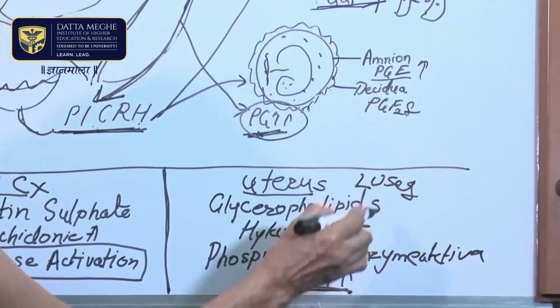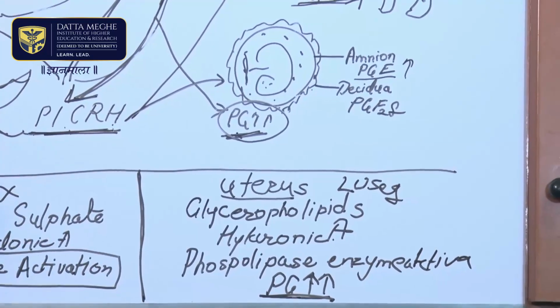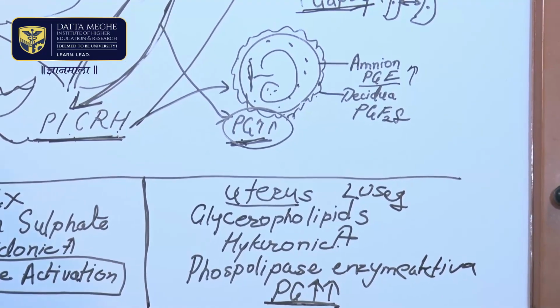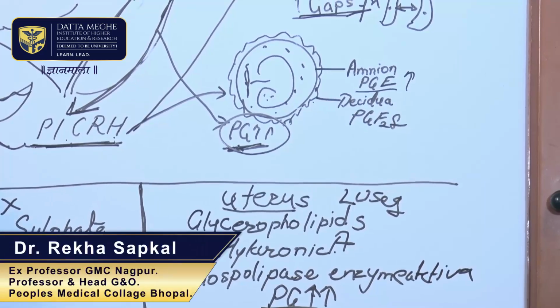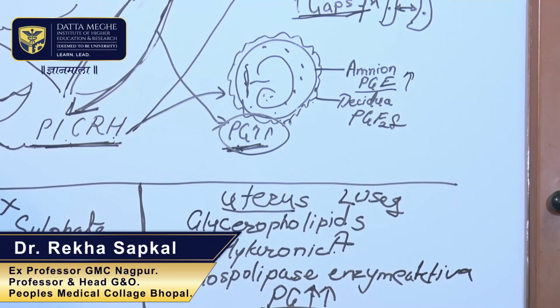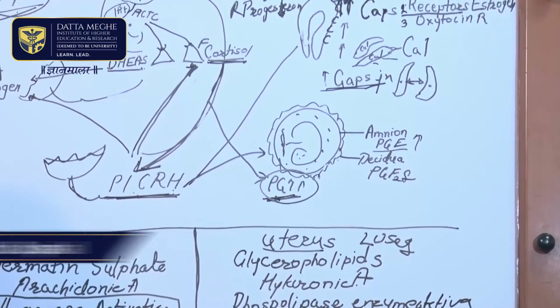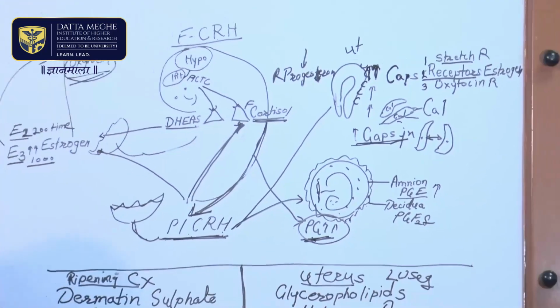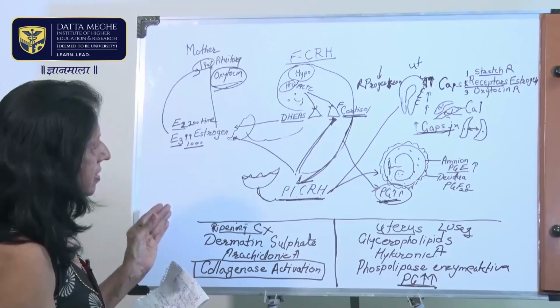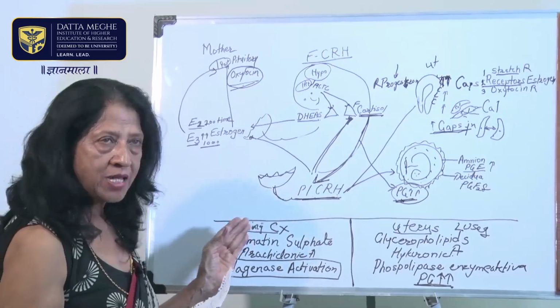Relaxin hormone also helps for the formation of lower uterine segment. This is how the parturition cascade, hormonal cascade occurs for the onset of labor pains. Now, let us discuss this in detail with the help of slides.